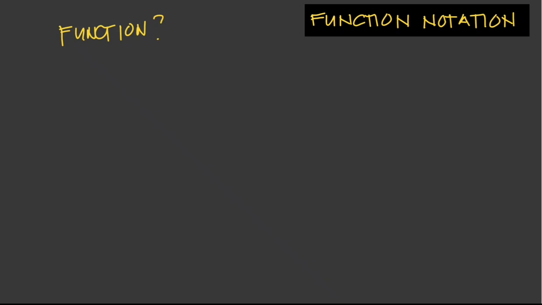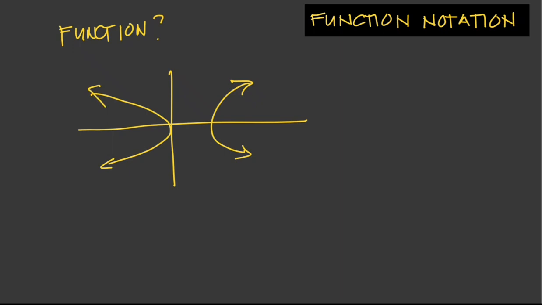Say for example, this is our graph. Drawing a vertical line through this graph will cross the graph twice. You can draw here. This is our x. So that means this is not a function.